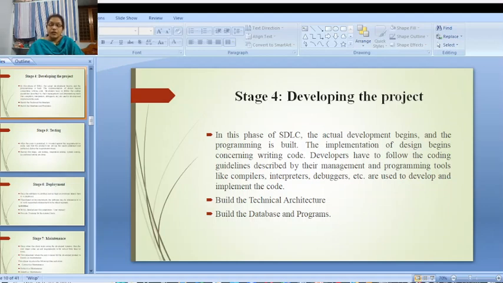These activities are all performed by IT specialists or IT professionals, like software engineers as programmers, network engineers, and also database developers. By using all the skills and knowledge of the developers, they start developing the project with the help of the SRS document.